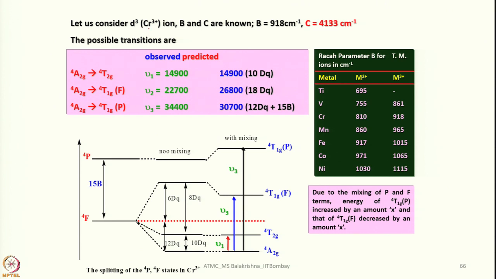Now, let us consider chromium 3 plus, where B and C are known: B is 918 and C is 4133. The possible observed transitions are 14,900, 22,700 and 34,400. The predicted ones are here: 14,900 is no problem because it is not affected. This other one is predicted and it comes down a little bit, and now it goes up here in the observed one. So now we have to make this correction. For the correction due to the mixing of the P and F terms, the energy of the 1G state increases by an amount x and this one decreases by an amount x. Now we will see that.